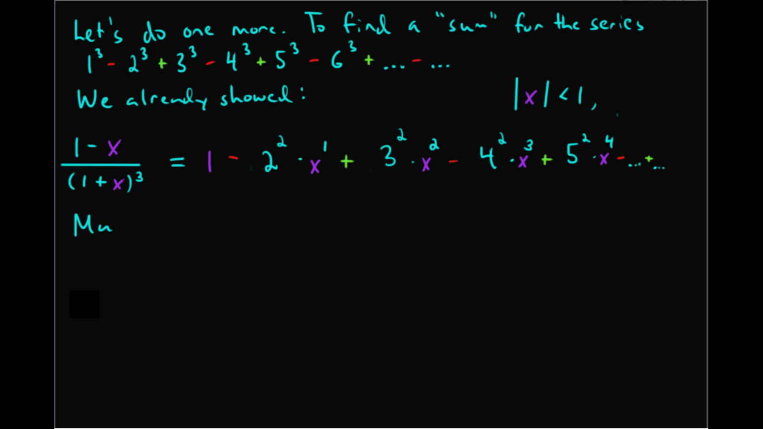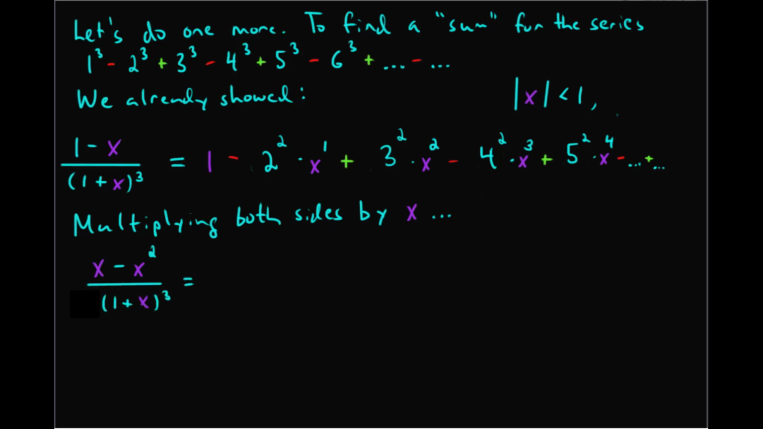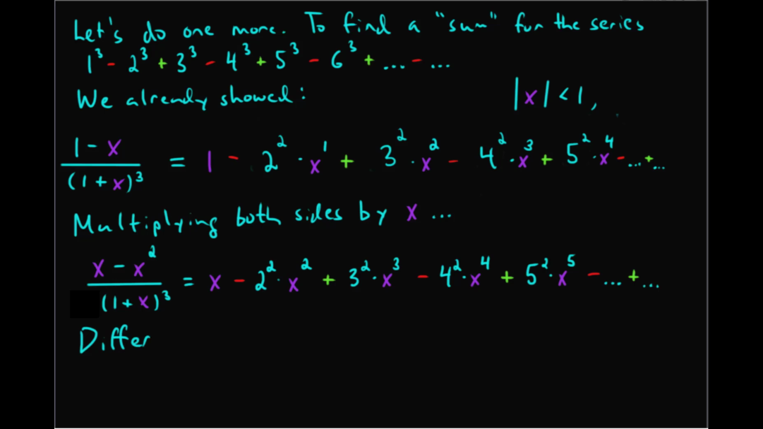And now the procedure should be familiar. We'll multiply both sides of this equation by x, and so we get (x - x²)/(1 + x)³ = x - 2² x² + 3² x³ - 4² x⁴ + 5² x⁵ - ... + ... And now we can differentiate both sides, and again I'll show the derivative of the left-hand side of the equation on its own page.